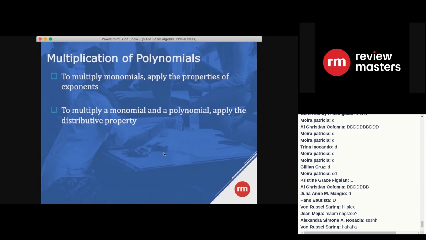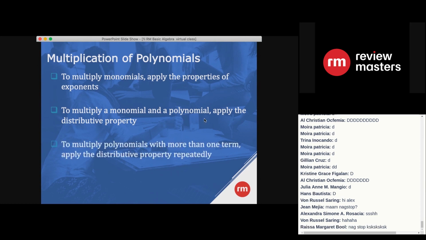Okay. To multiply a monomial and a polynomial, apply the distributive property. To multiply polynomials with more than one term, apply the distributive property repeatedly.